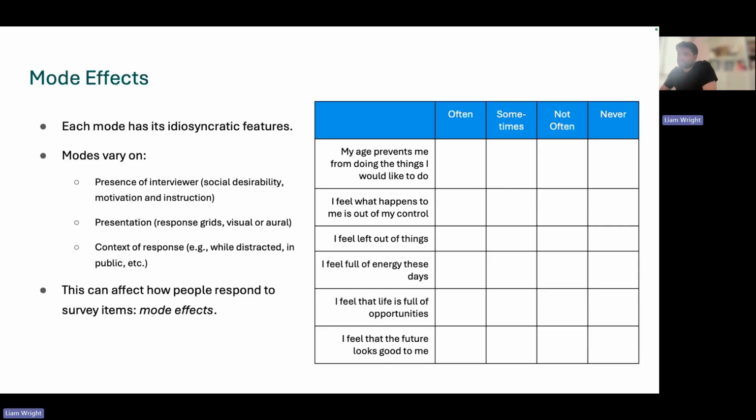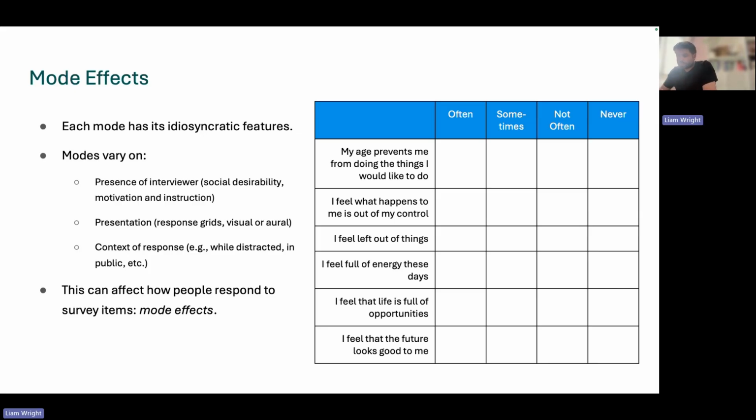So this can lead to something called primacy and recency effects, where if you're reading the question, you might only look at the first response categories for an item, whereas if you're hearing them, you might remember the ones later in the response categories that you can give. There's also differences in the context of response too. So a face-to-face interview will typically occur during working hours, whereas a web questionnaire can be answered anywhere at any time, even during the night. And that could obviously affect responses too.